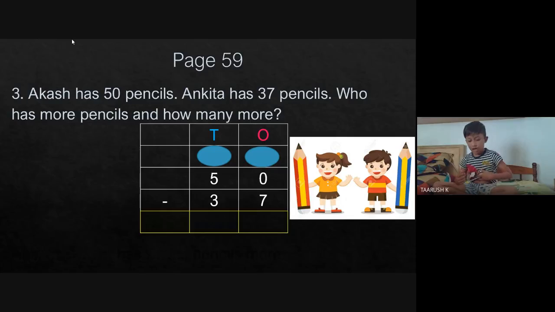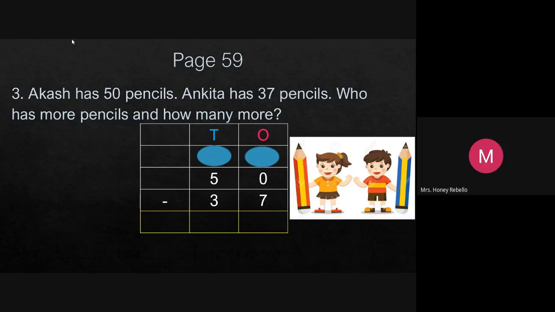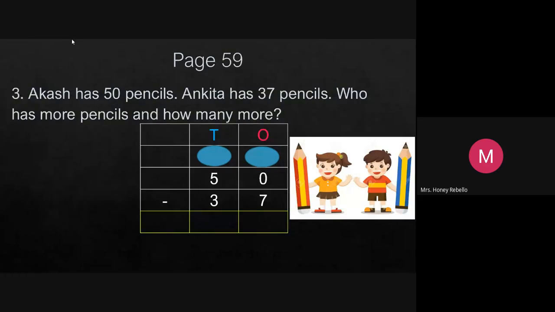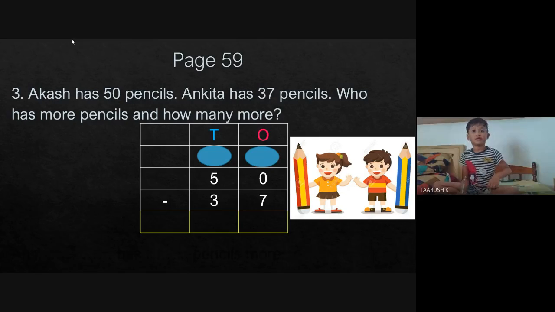Akash has 50 pencils. Ankita has 37 pencils. Who has more pencils? How many more? And you must read nicely. You know how to read. Who has more pencils and how many more?